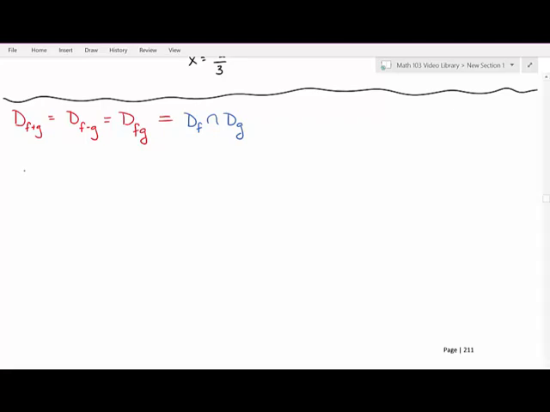So let's start by finding the domain of f. f of x is equal to the square root of 2x plus 6. When finding the domain of a function with an even indexed radical, we always set the radicand greater than or equal to 0 and solve. 2x is greater than or equal to -6. Therefore, x is greater than or equal to -3.